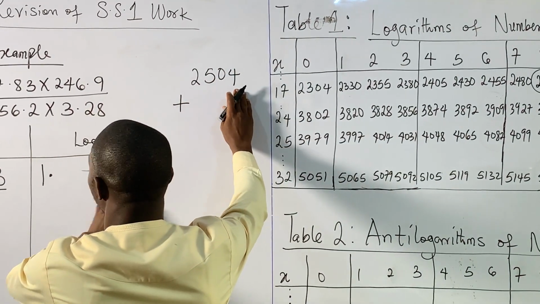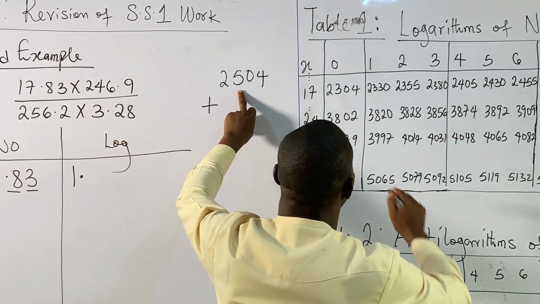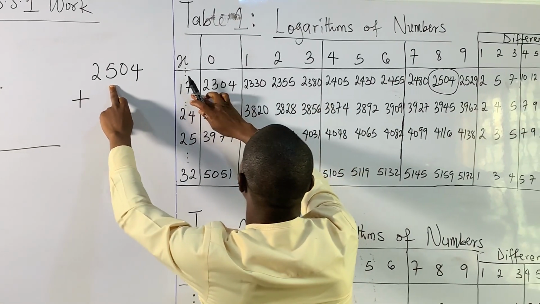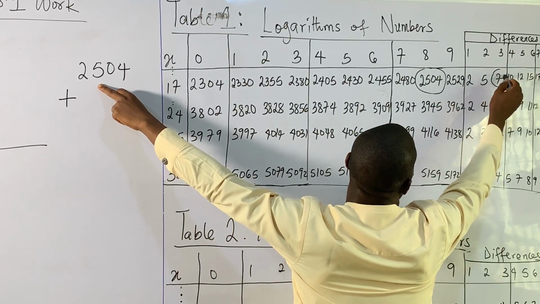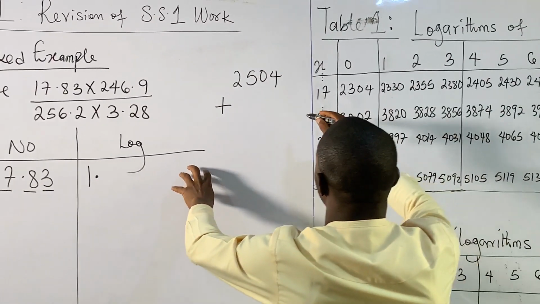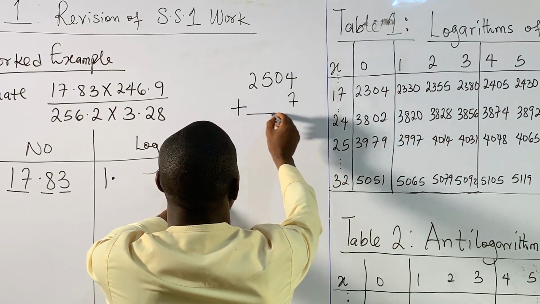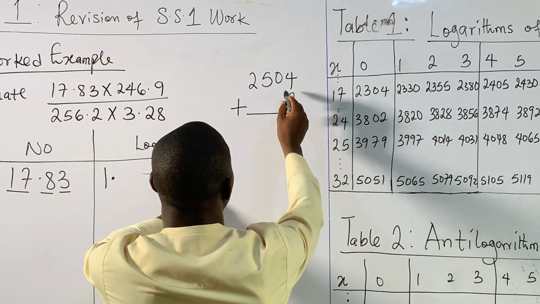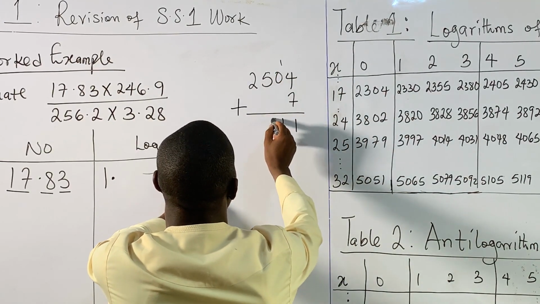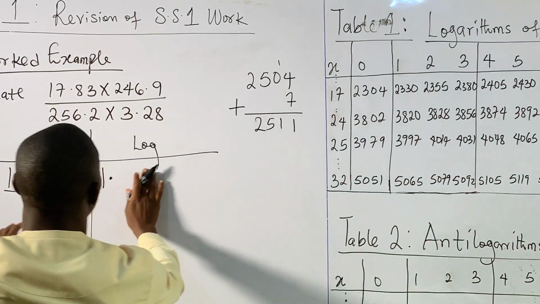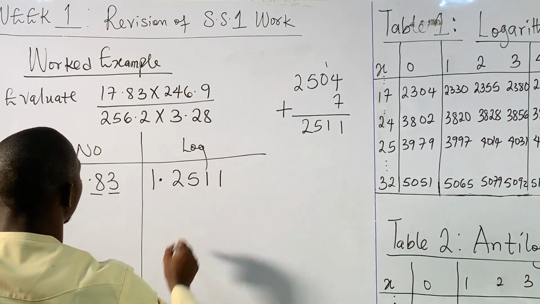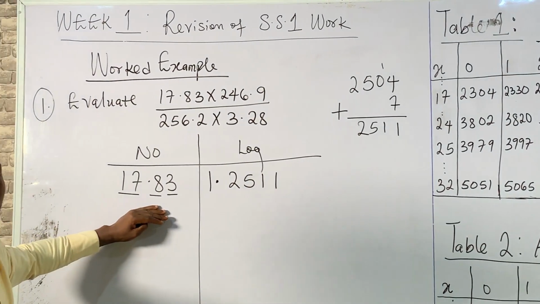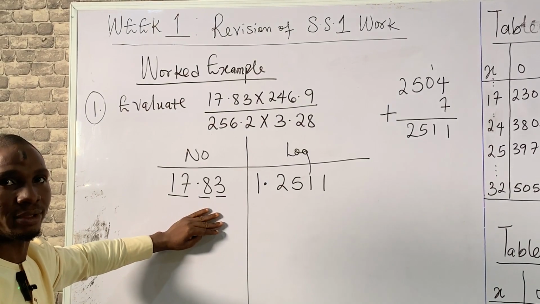2504 plus difference 3. So we add the difference. This is 17 under 8 difference 3. So the difference is 7. So we add 7 to this. 4 plus 7, 11. 1, 1, then 5, 2. So we have it to be 2, 5, 1, 1. This is the logarithm of 17.83.